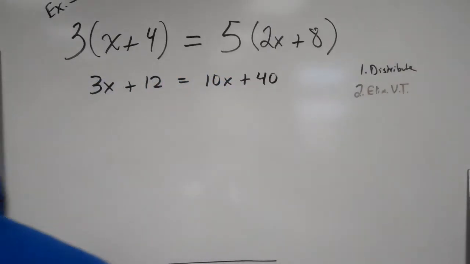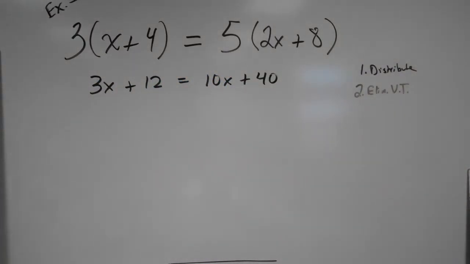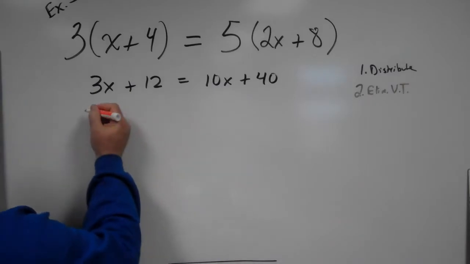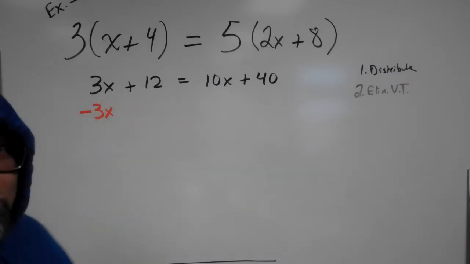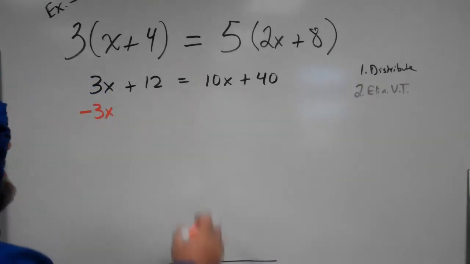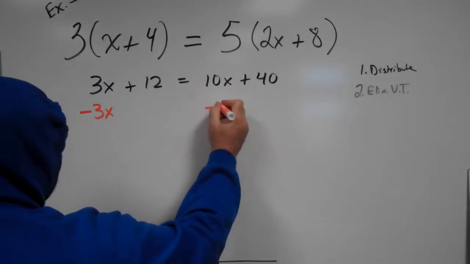Let's get a better marker. Let's go with orange. I think I told you not to use that one. Shut up. So I'm going to take 3x away from both sides. That's going to keep my variable term positive.